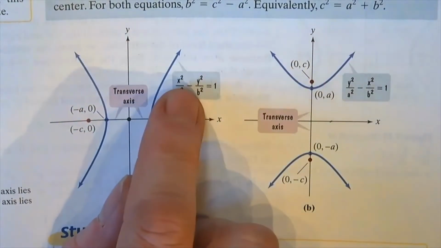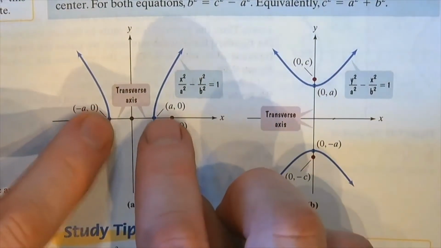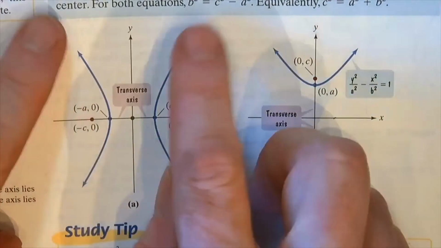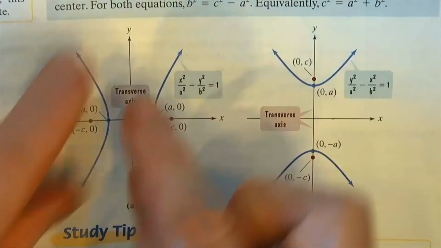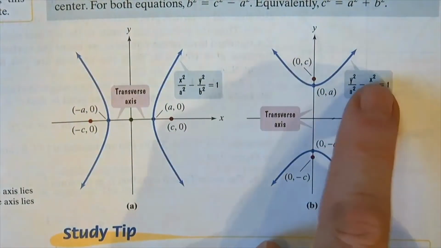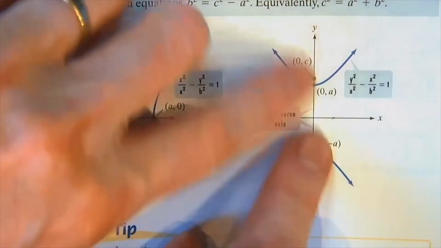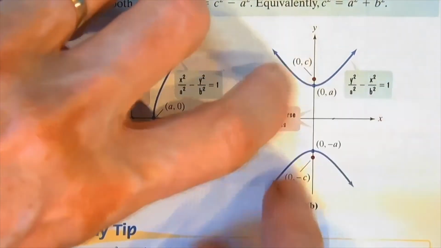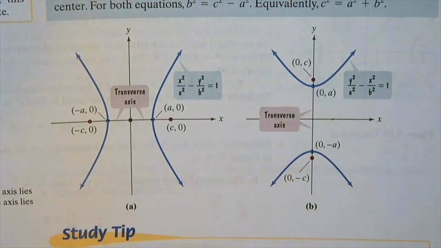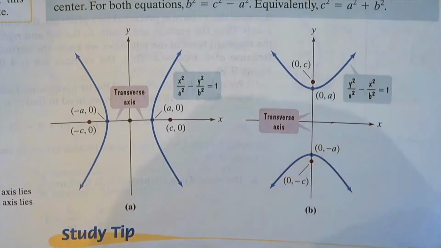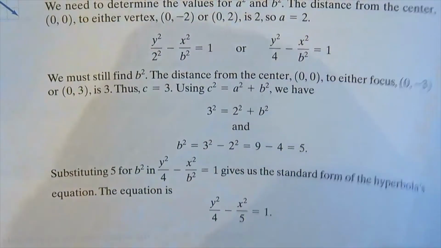If x is first, the vertices are going to be on the x direction, and it's going to go out in the x direction. You're going to have curves going in the x direction. If y is first, it's going to be up and down. It's going to go in the y direction. Okay, so that's kind of important to remember. How do I graph this funny shape? Okay, so there's a trick.